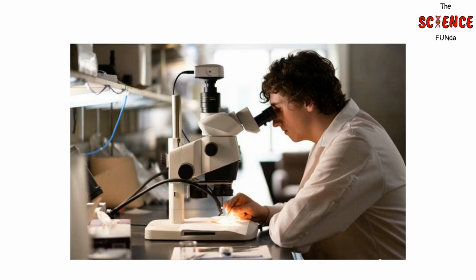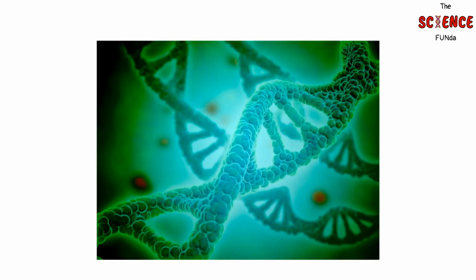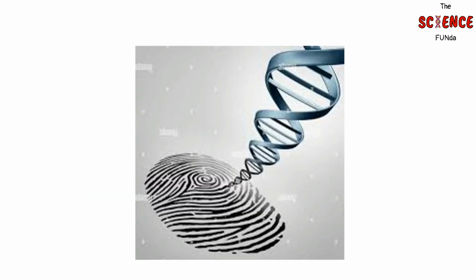Science had also solved this problem. There is something which is present in our body, which helps to find out our identity. Yes, you heard it right. It is actually unique, but inherited from our parents. Can you guess what it is? Yes, it is DNA, which is unique and inherited from our parents. DNA samples are taken from the victim's body and matched with the DNA of their family members.